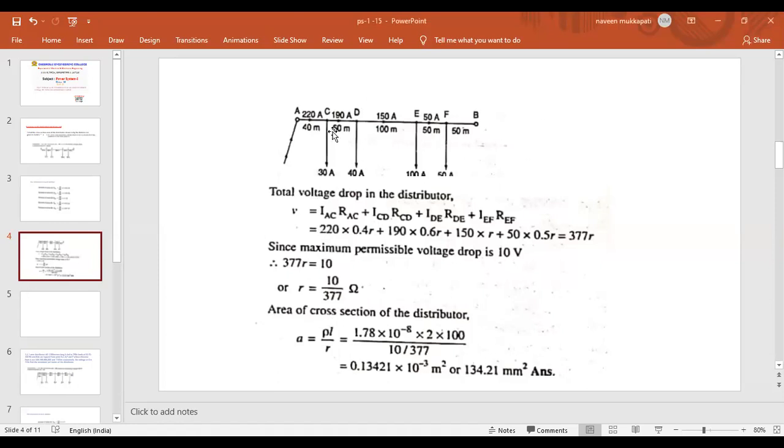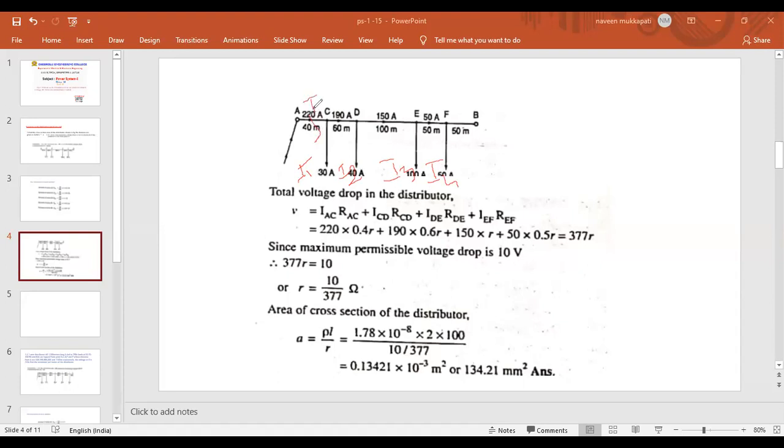Okay, then we calculate the current at A to C sections. First, we calculate the current at A to C section and we mention the loading points, that is I1, I2, I3, I4. Okay, what is the current at A to C section?